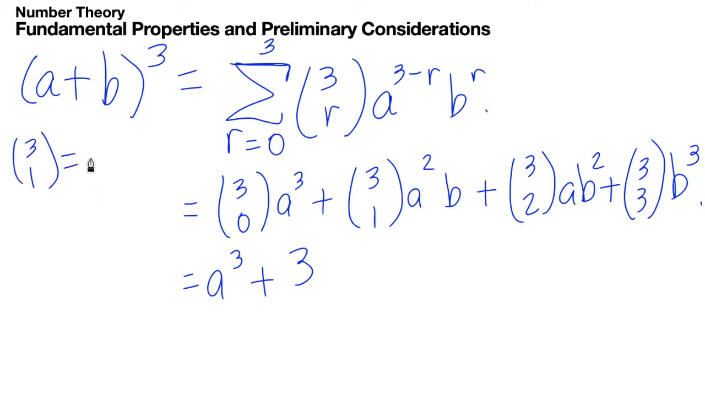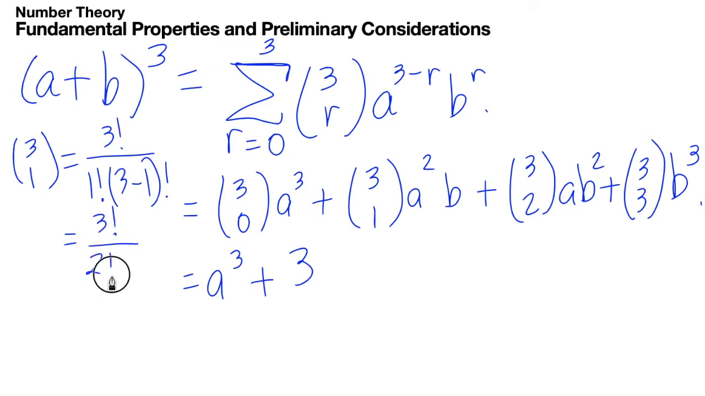So what we have is 3 factorial all over 1 factorial times 3 minus 1 factorial. So what we can see is this becomes 3 factorial all over 2 factorial. Then we can have 3 factorial is 3 times 2 times 1. 2 factorial is just 2 times 1. So just cancel out the 2 times 1, and what we will be left with is the 3. Okay, so this is 3, a squared b.